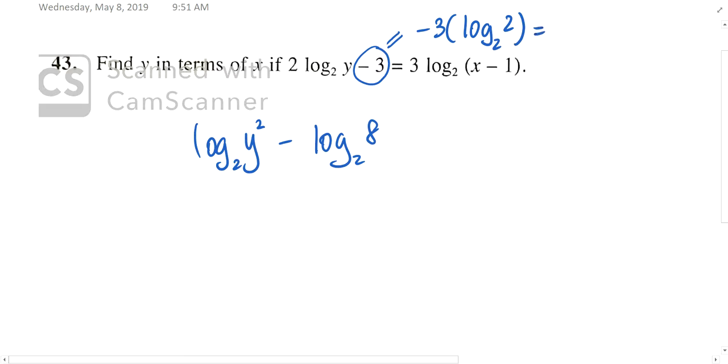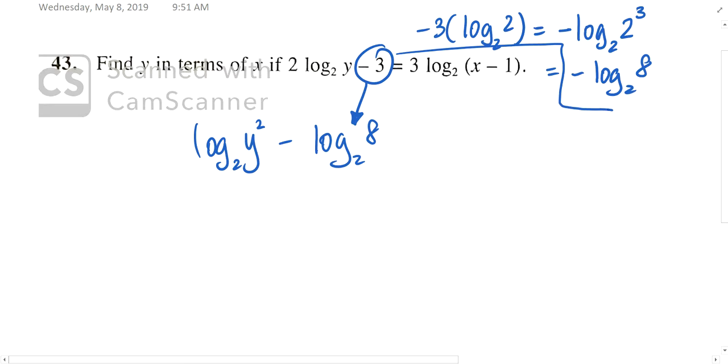Why is this equal to negative log base 2 8? Okay, so this becomes negative log base 2 of 2 to the power of 3, which is negative log base 2 8. Okay? So I think not everybody is able to go from this step directly to log base 2 8. This is supposed to be your thought process. This part over here. Can?